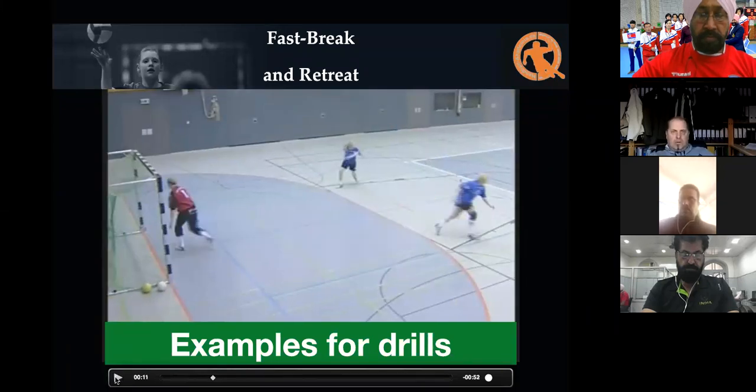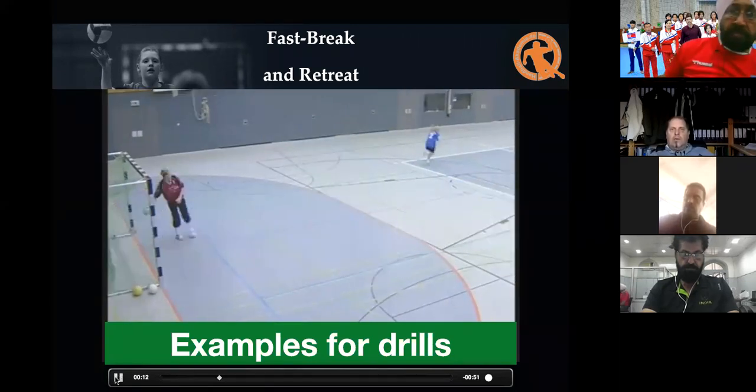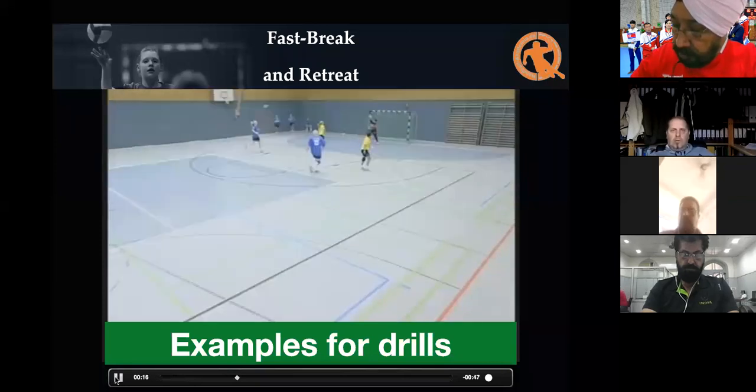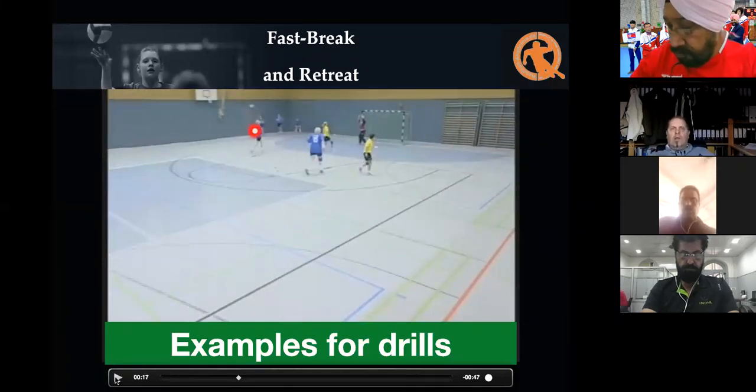This is the moment the 2 yellow players stand up and go for a fast break to the goal on the other side. And the 2 players in blue immediately have to run back and try to cover that 2 against 1 or 2 against 2 situation. The next group is starting immediately.